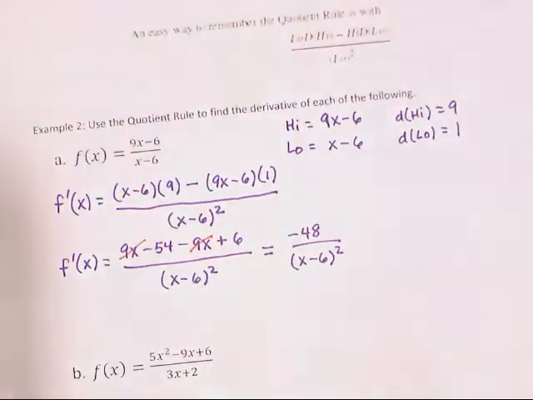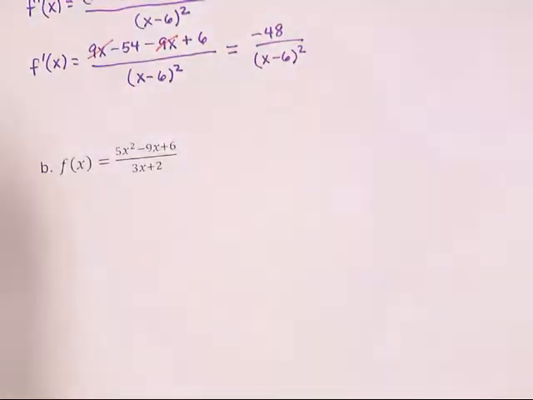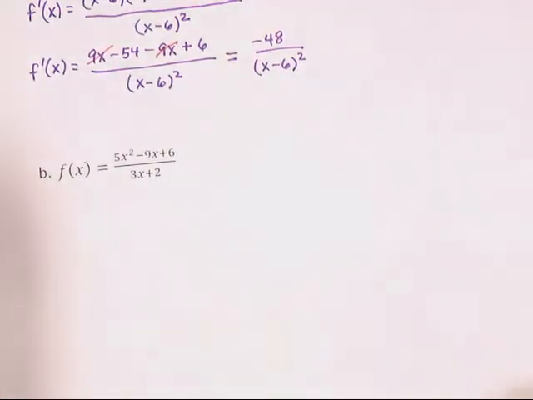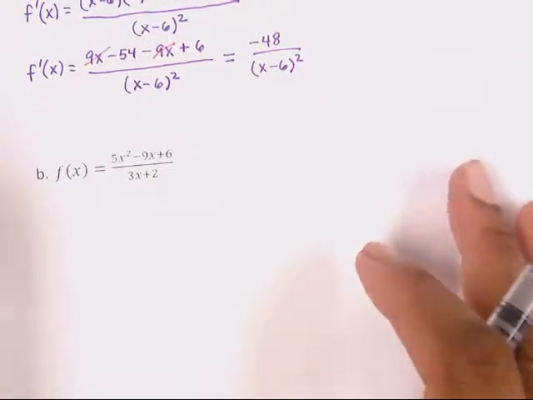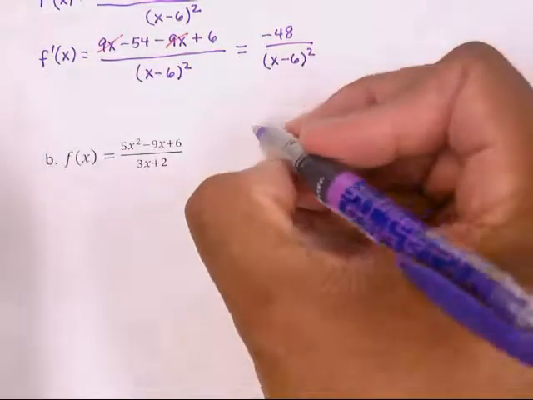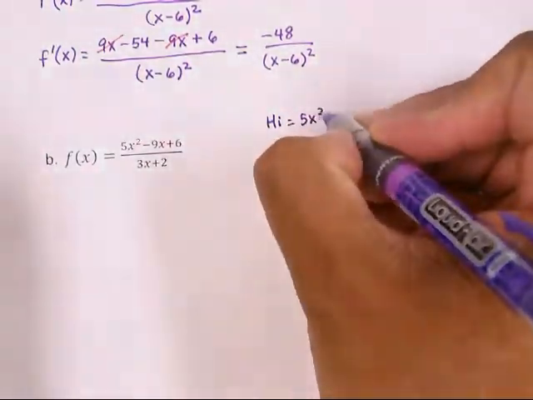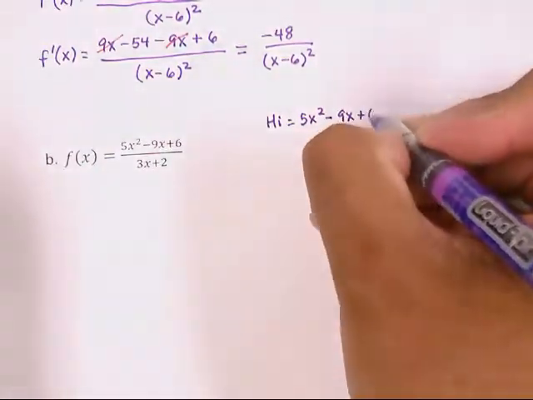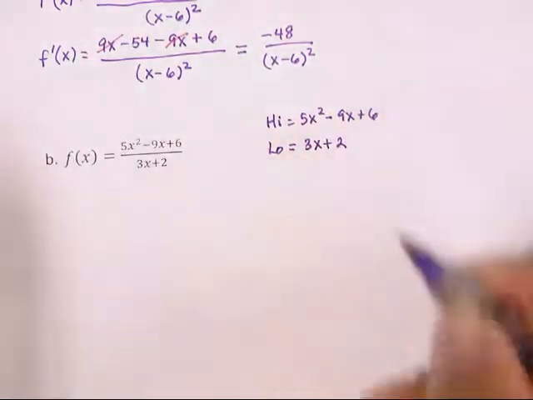All right, part B. That f of x is equal to (5x squared minus 9x plus 6) over (3x plus 2). And I'm going to apply that quotient rule to find the derivative here. So here, the high is going to be the numerator, that 5x squared minus 9x plus 6. And the low would be the denominator, 3x plus 2.